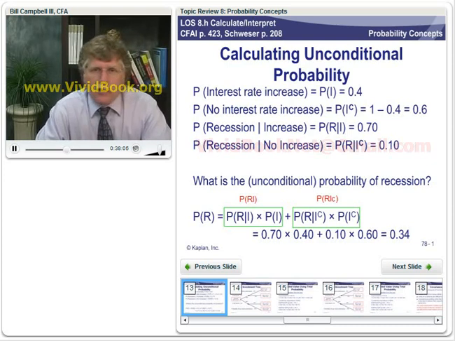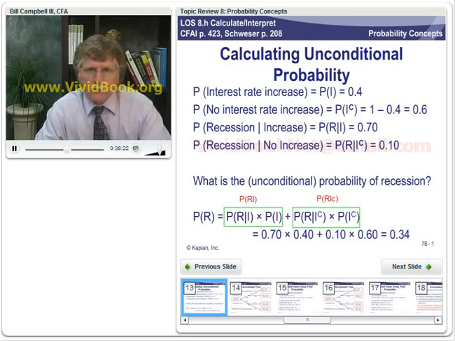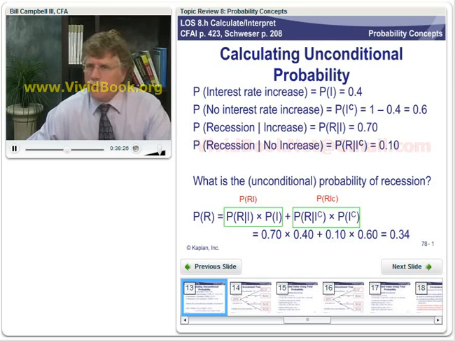Okay, so the probability of R and I plus the probability of R and I complement, that's from our slide 2 or 3 slides ago. 0.7 times 0.4 plus 0.1 times 0.6, 0.34. So we chopped up R into 2 different events: recession with an increase, recession with no increase. Straightforward application.